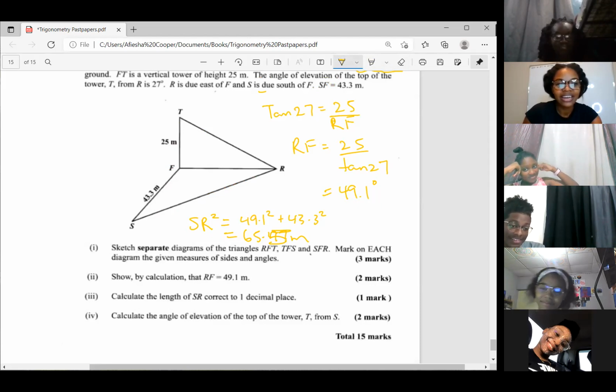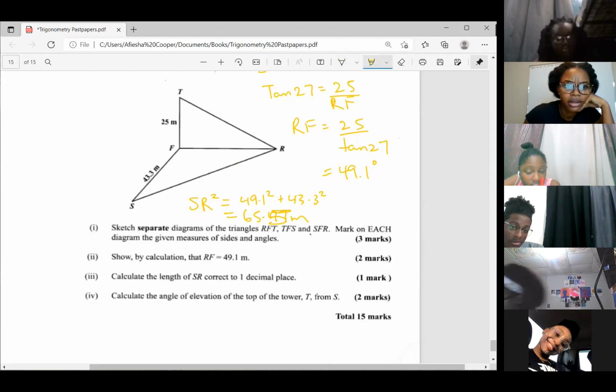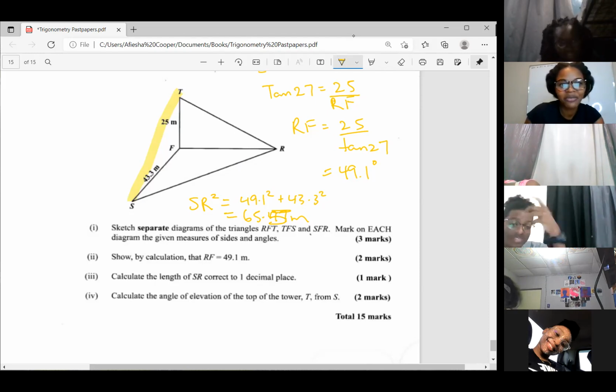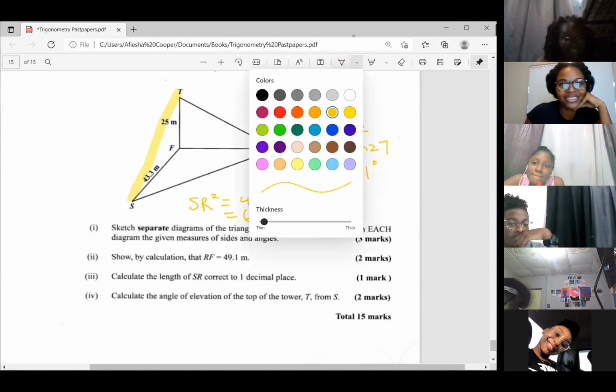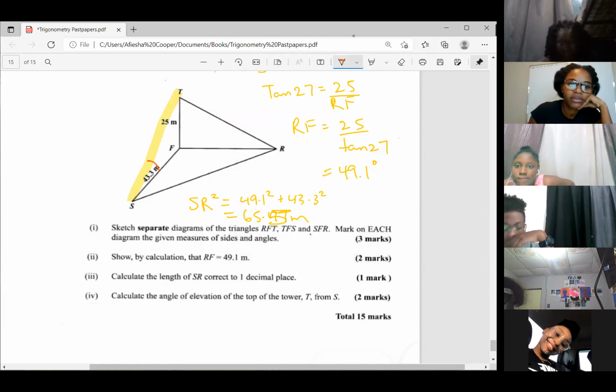So calculate the angle of elevation from the top of the tower T from S. So where? TFS, angle S. FS. So you have to create a line. How do you have a triangle TSF without a line? All right. So inside here is your angle of elevation, T from S, right? All right. What's next?